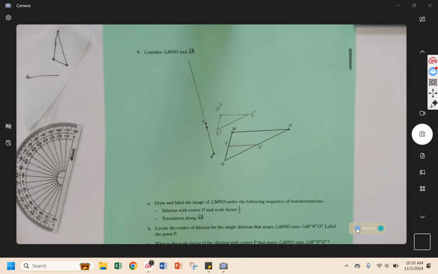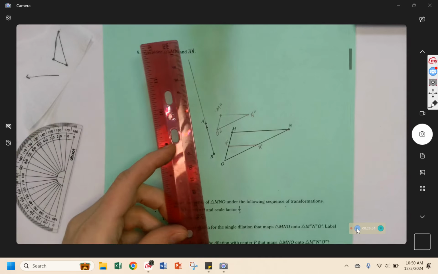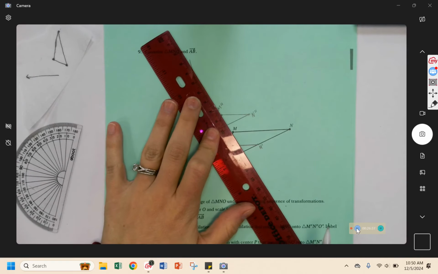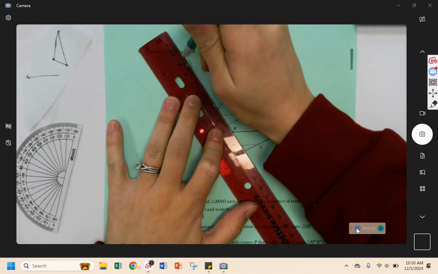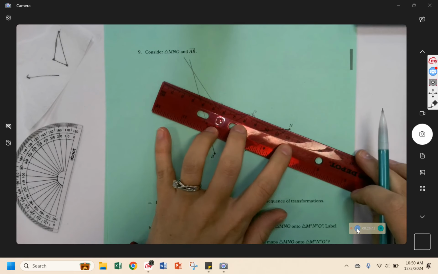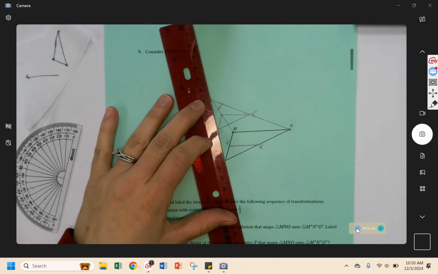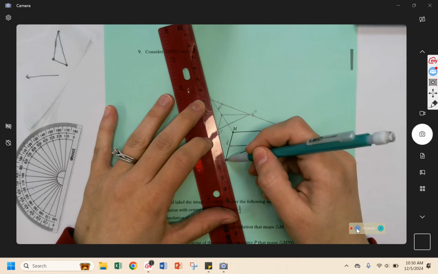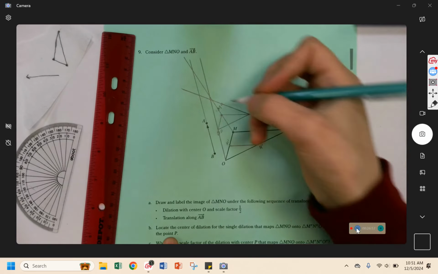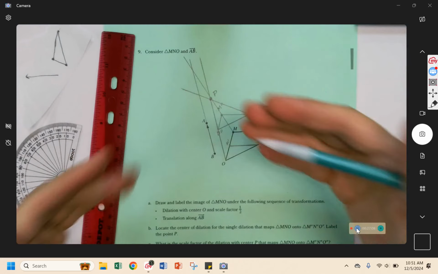It says locate the center of dilation for a single dilation from M and O to M double prime, N double prime, O double prime. So we're connecting the original point M with M double prime, the original point N with N double prime, and O through O double prime. Locate that center and label it P. So it appears there's a point in this vicinity. Again, it wasn't perfectly lined up. Again, there is some error in just where we place our points, but it should converge through this section.